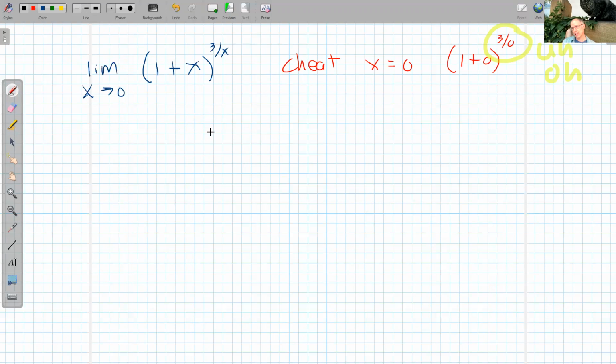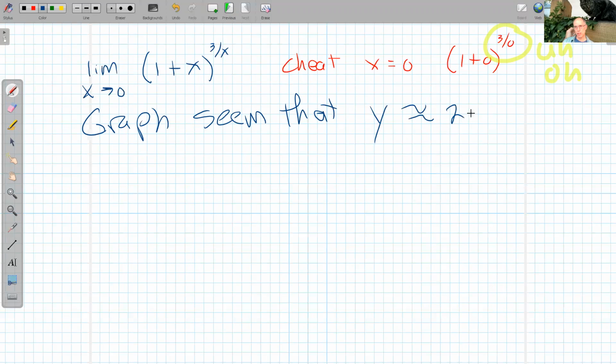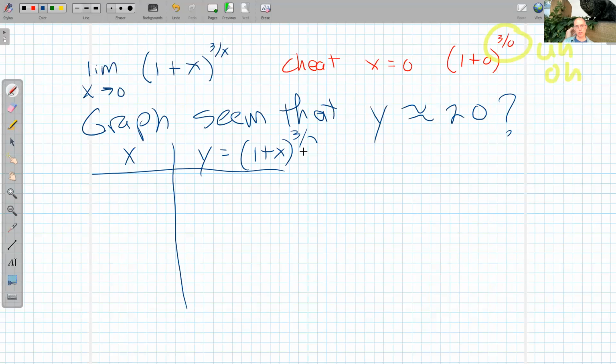So graphically, it looks like near 0, y is about 20. I didn't really zoom in to double check that, but that's kind of a ballpark guess just looking at the graph. We need to build a table of numbers: x and y equals 1 plus x to the power of 3 over x. And we need to plug in numbers close to 0.